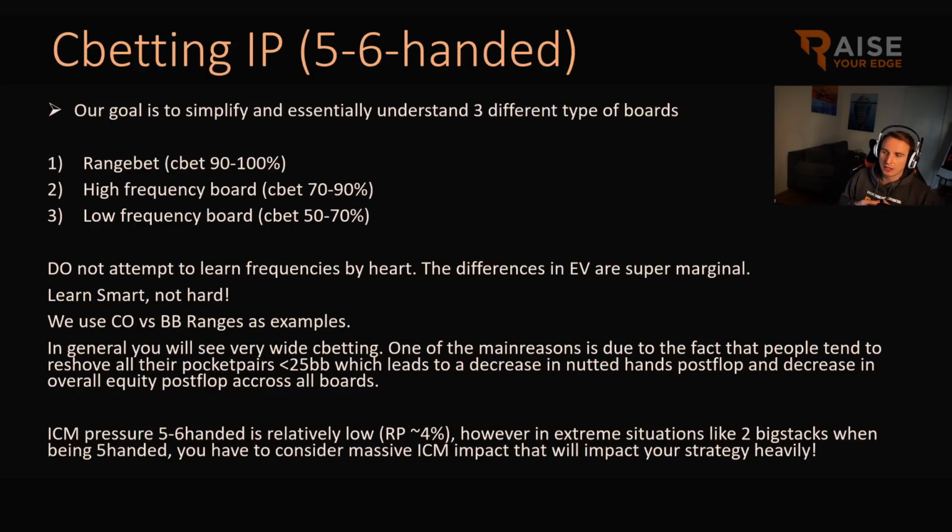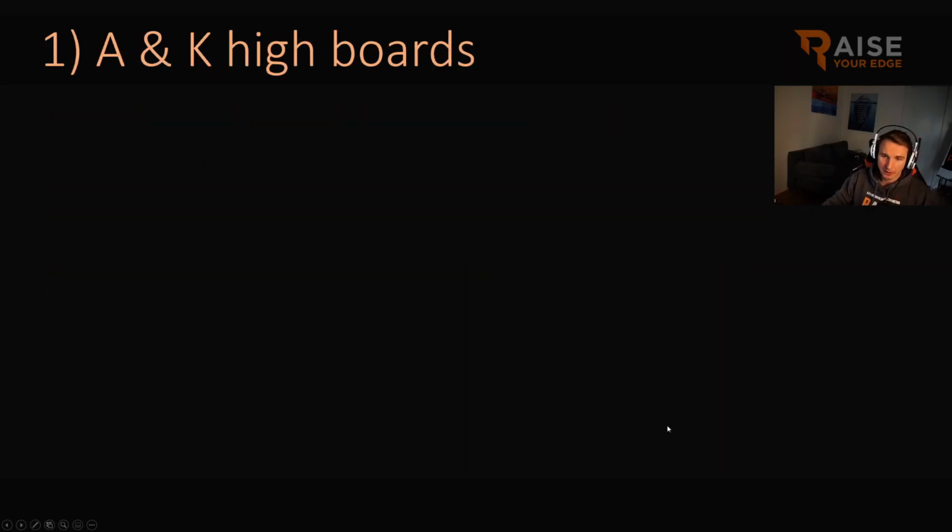Then of course you need to take into consideration that the risk premium between the two of you is going to be significantly higher, probably 6, 7, 8%. And this of course will also impact your strategy quite a lot. Let's dive into ace and king high boards.